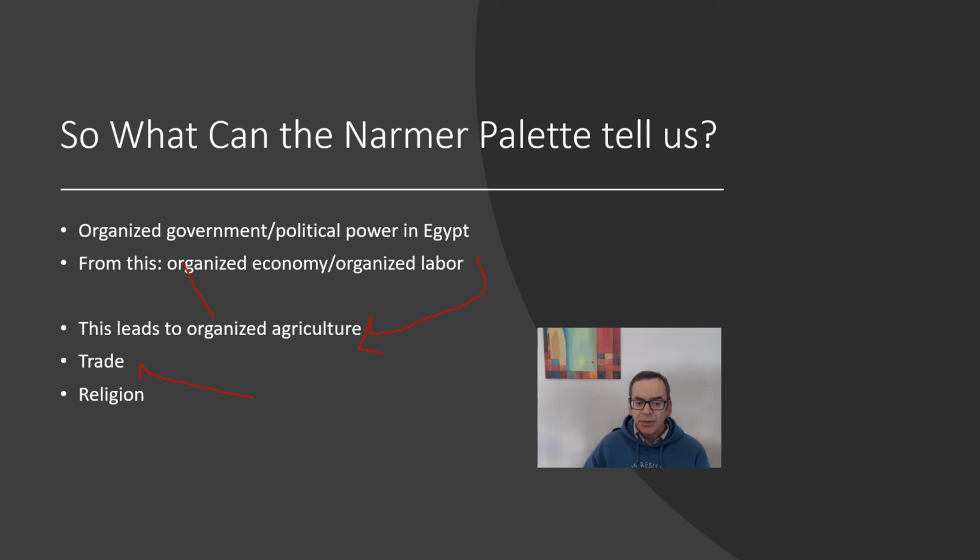I talked a little bit about, in a previous lecture, some of the material in these tombs, and it certainly indicates trade. And we know that trade was happening fairly early on in Egyptian history, but the Narmer Palette can lead us to these ideas. And of course, you also have religion with these tombs that I showed you. So the Narmer Palette can tell us quite a bit about what is happening in the early dynastic period.